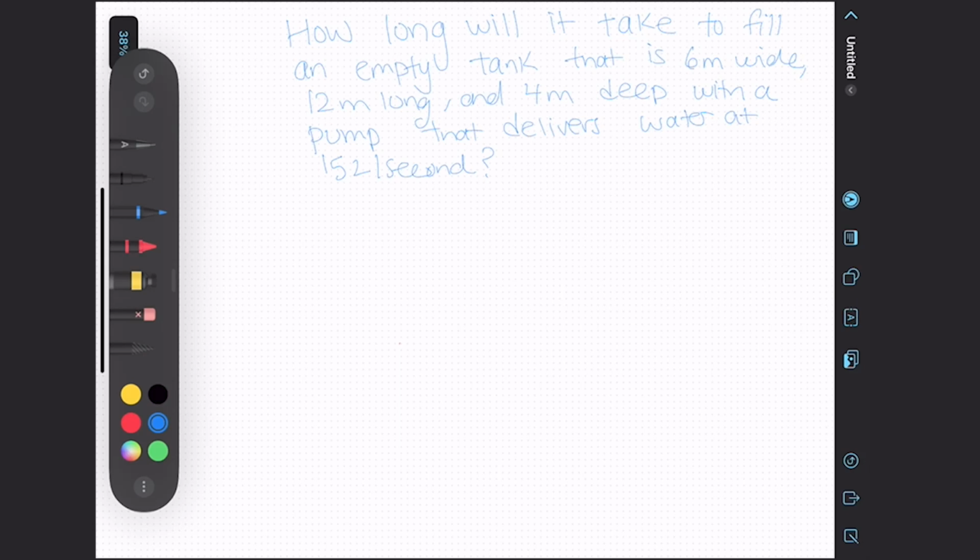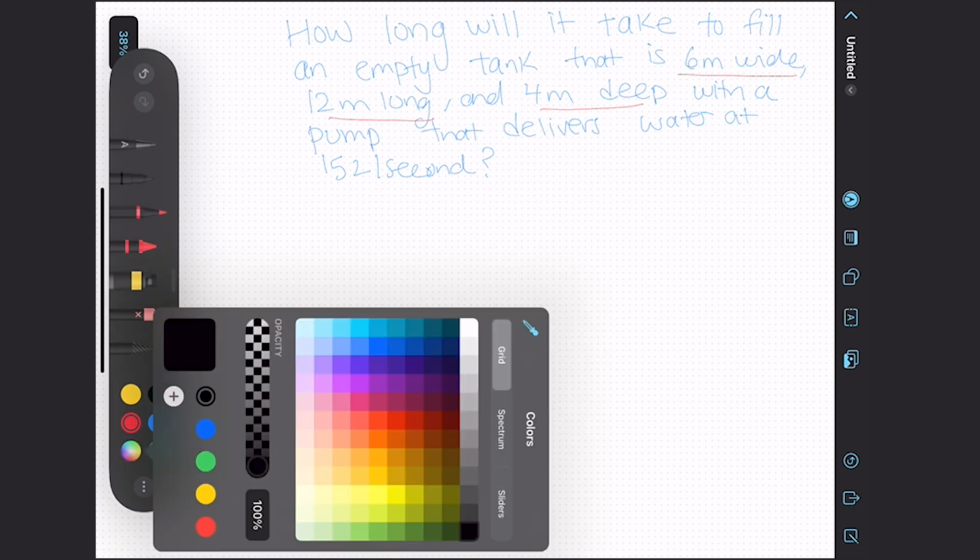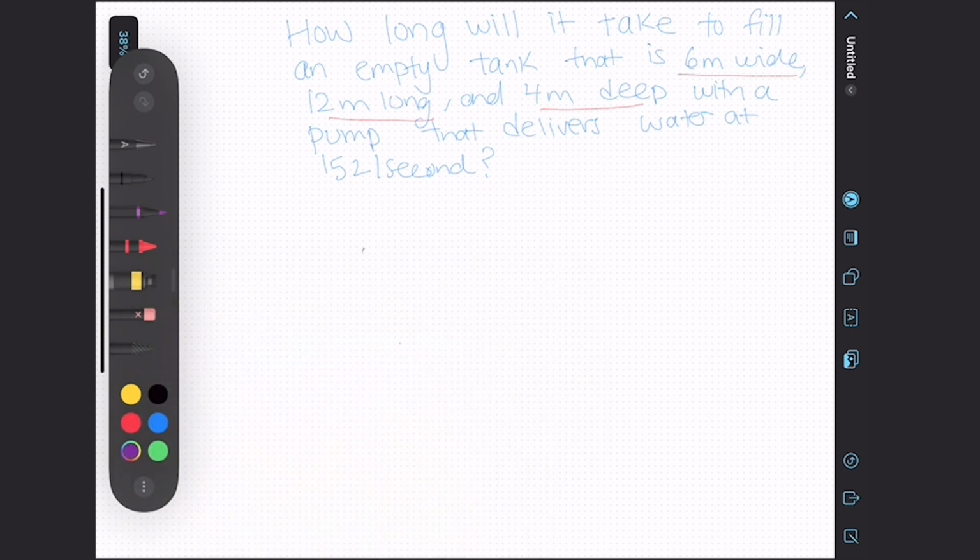Okay, so we're going to look at another question. It's asking us how long it will take to fill an empty tank that is 6 meters wide, 12 meters long, and 4 meters deep with a pump that delivers water at 15 liters per second. Now again, whenever I get a question like this, the first thing I'm doing is drawing a diagram and putting all of the given information on the diagram. It just helps me better understand what's given and what they're looking for.